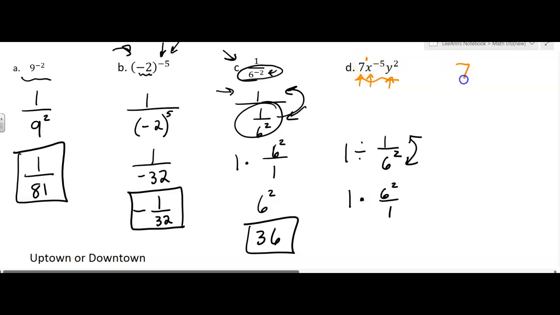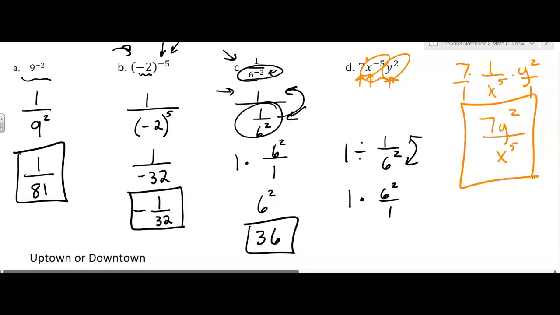And it's going to be in the numerator. It doesn't have a negative exponent. But that x to the negative 5, see, that's got to be 1 over x to the 5th. And then my y squared, well, that's just going to be y squared. Now, if you like to put them over 1, sometimes students like to do that, so you can see the multiplying that's going on. In the numerator, I'm going to have 7y squared. And in the denominator, I'm going to have x to the 5th.